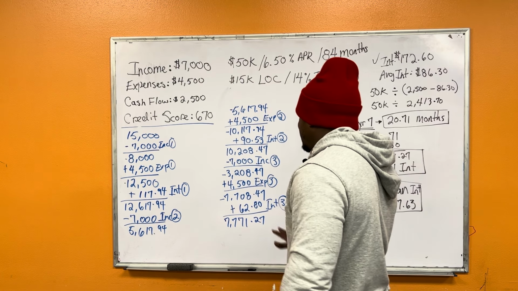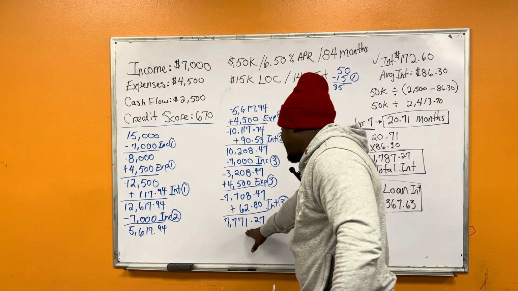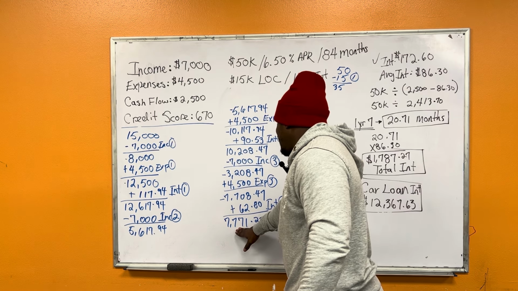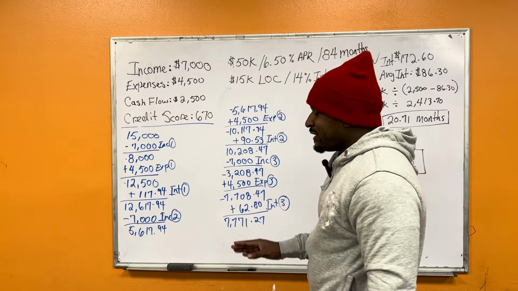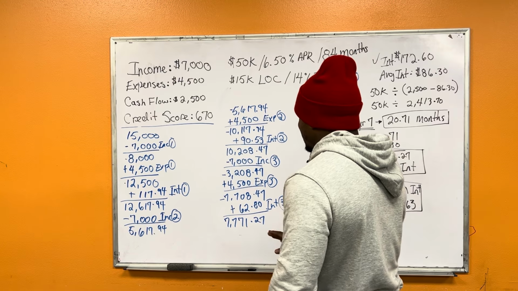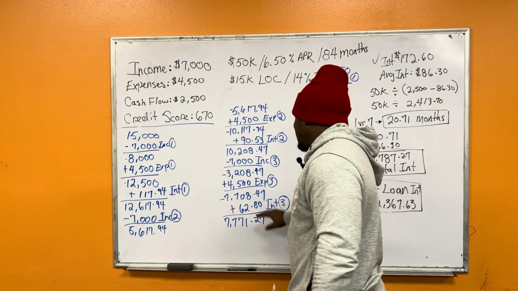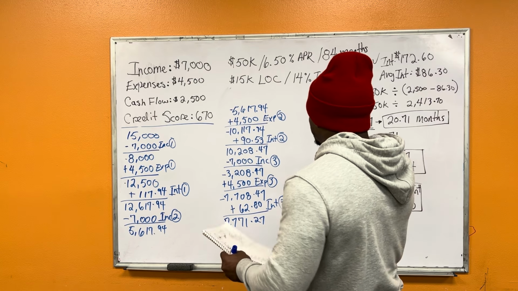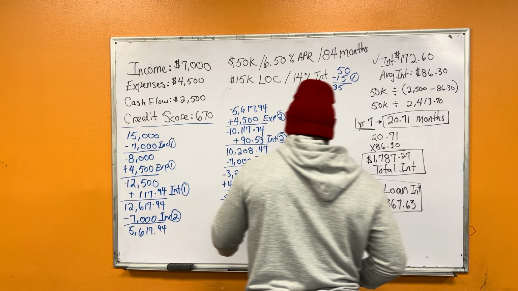Now, if you see this, after 3 months, we went from 15,000 in 3 months. Now we're already down to $7,771.27. That's fast. That's fast, guys. Don't take that lightly. Do not take that lightly. We went from $15,000 in 1 month, and now we're already at $7,000 after month number 3, coming into month number 4. Coming to month number 4, guess what?